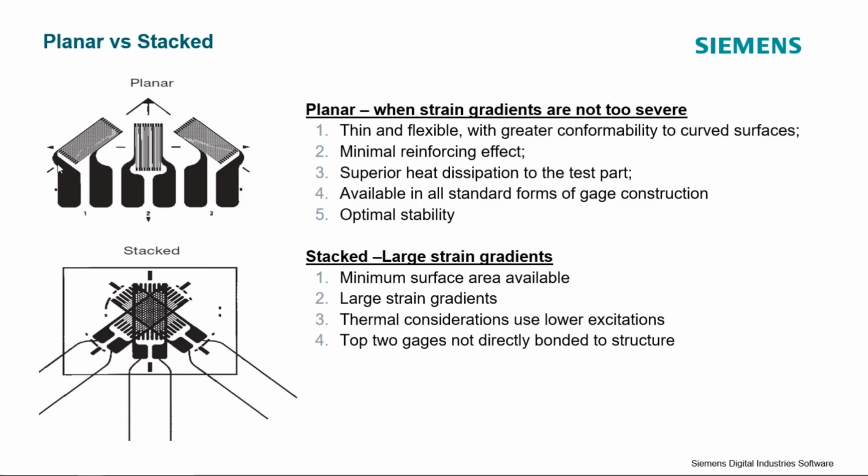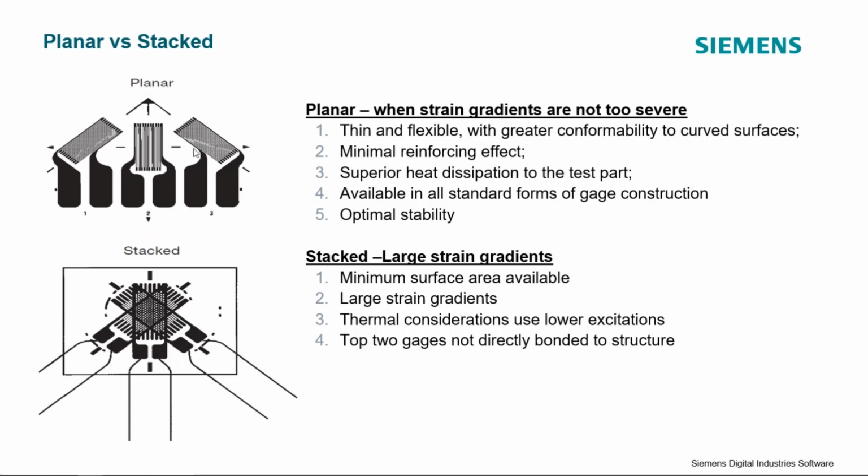The big maybe drawback of a planar gauge is if we are testing an object that has large strain gradients, so from maybe point to point, the difference in the strain value is very high.